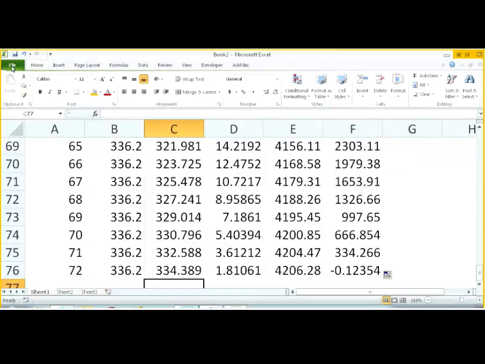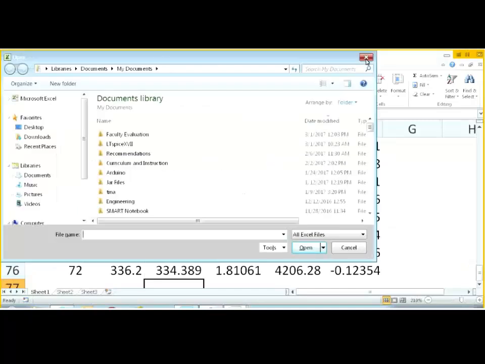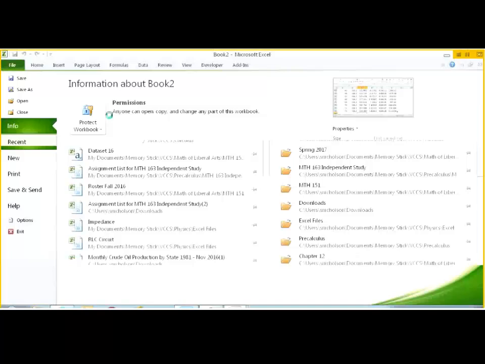Okay. I'm going to show you this, and we'll probably come back to it later, but I wanted to share it with you. So let's see, here we go. Open, actually recent.